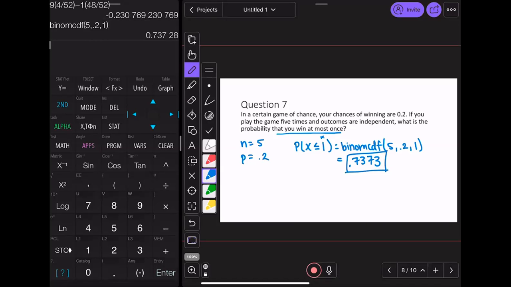So the reason why this one is CDF, not PDF, is because, sorry, my dogs are barking. Hold on. Charlie. We only use PDF when there's an equal sign. Okay, get up.